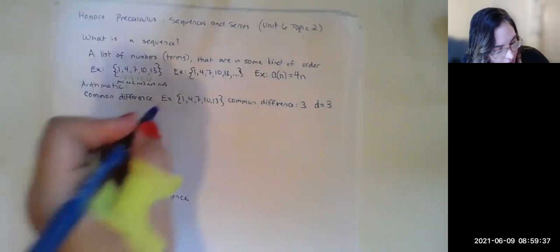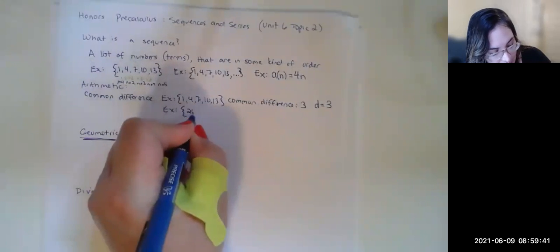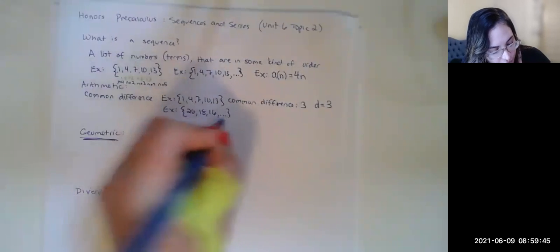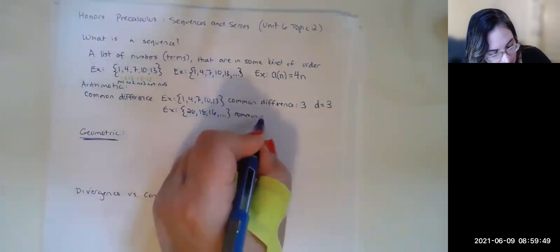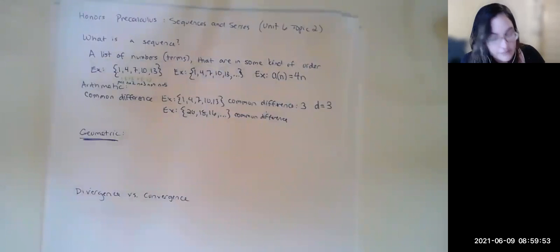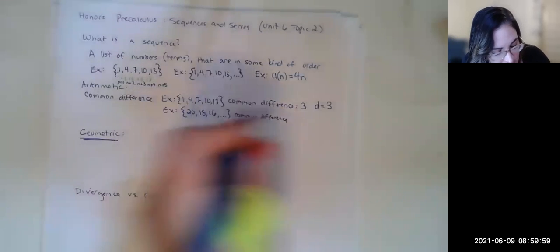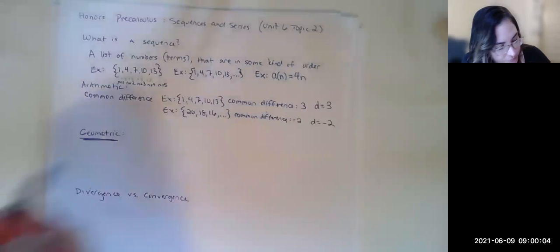Another example could be 20, 18, 16, and so forth. Can you figure out the common difference there? Okay, so yes, it's -2, because we're subtracting 2 each time. So d equals -2.